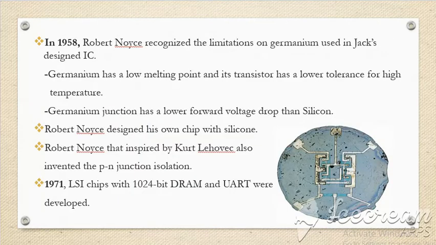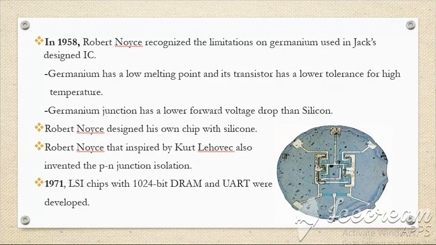In 1958, the third generation, Robert Noyce recognized the limitation of germanium used in early IC designs. Germanium has a low melting point and its transistor has a lower tolerance for high temperature. Germanium junction has a lower forward voltage drop than silicon. Robert Noyce designed his own chip with silicon. Robert Noyce also inspired the chips by Kurt Lehovec, who also invented the p-n junction isolation.